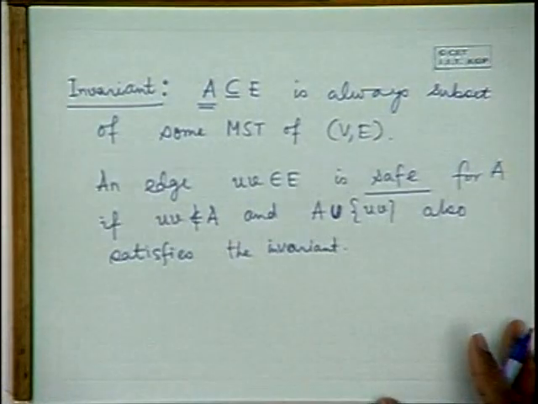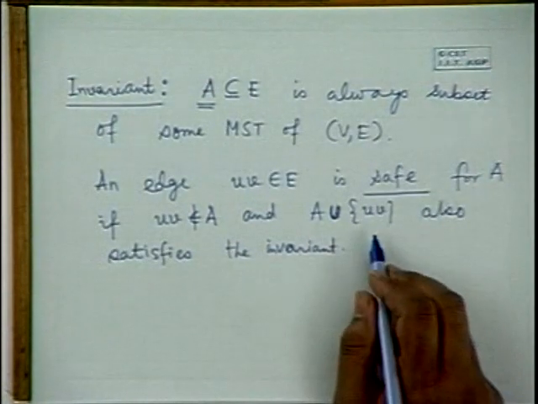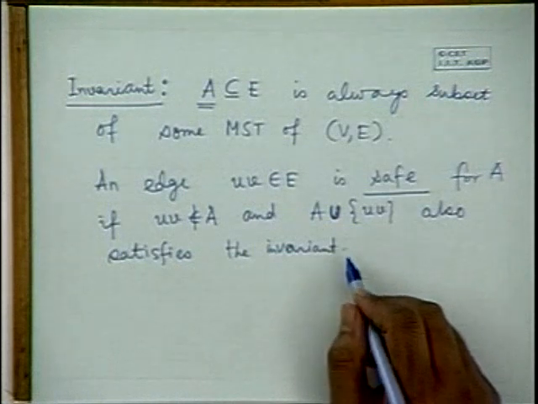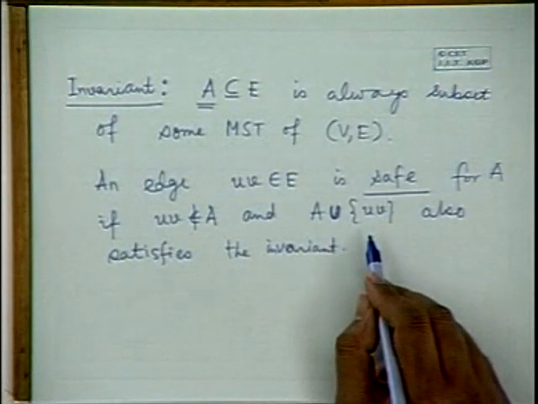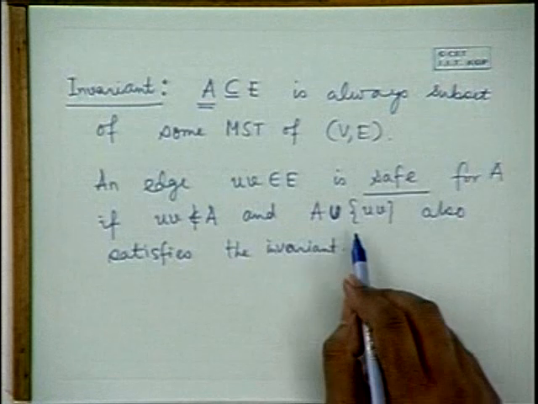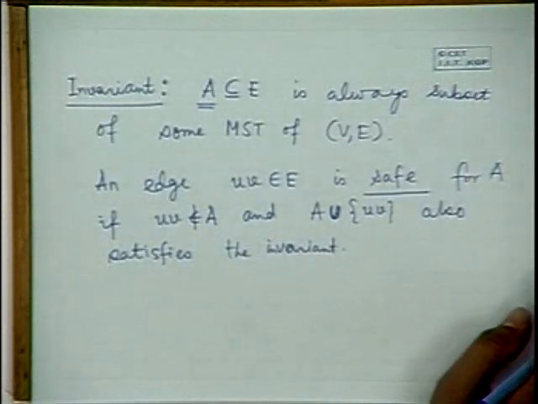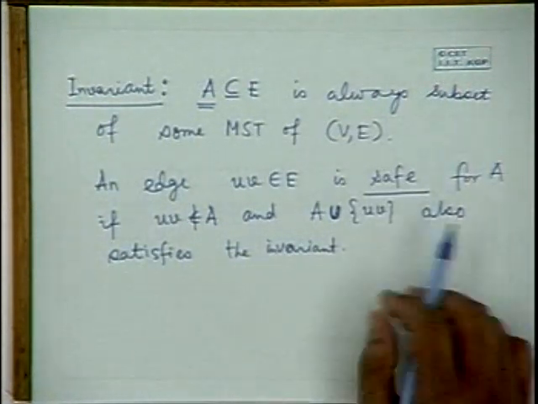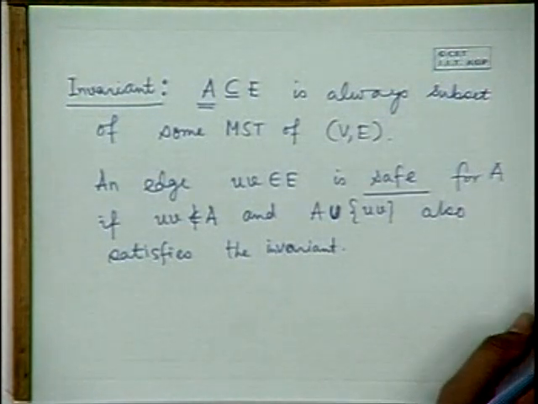What does that mean? It means when you include the edge UV in the set A, the new set A union UV also is a subset of some minimum spanning tree. Then you call the edge UV safe for A. That's a very natural definition. Why is it safe? Because it is safe to include it in the set A. So that some MST must be the same for all the different edges. Sorry, I could not follow what you were saying. I think that A union UV should be invariant for some MST.